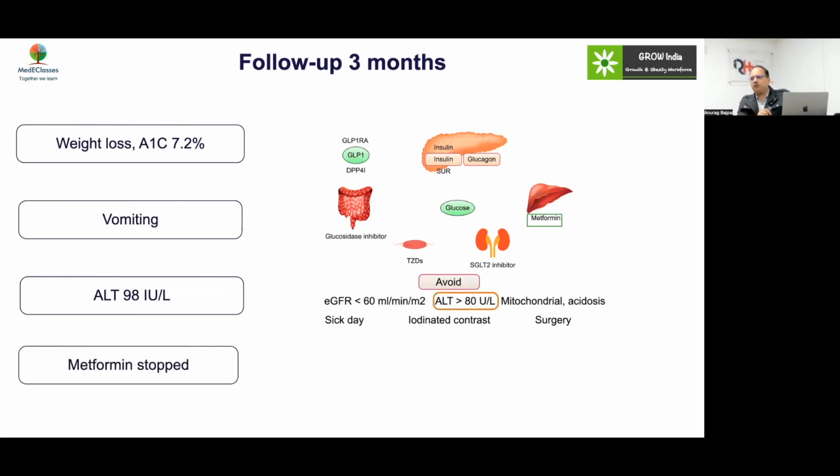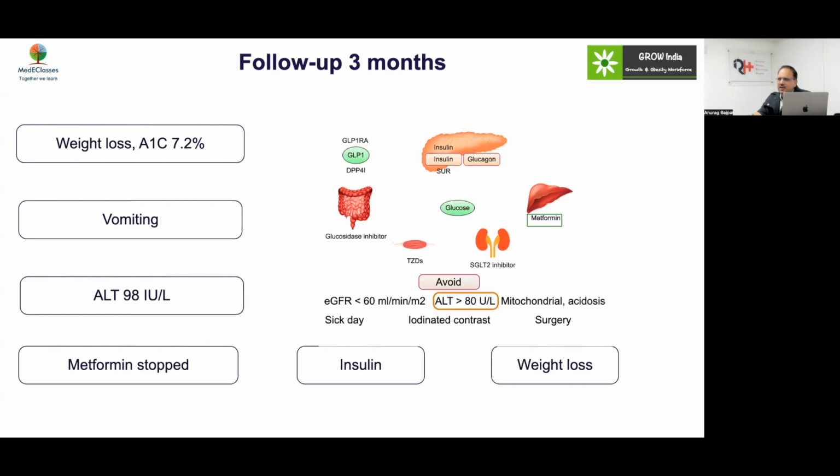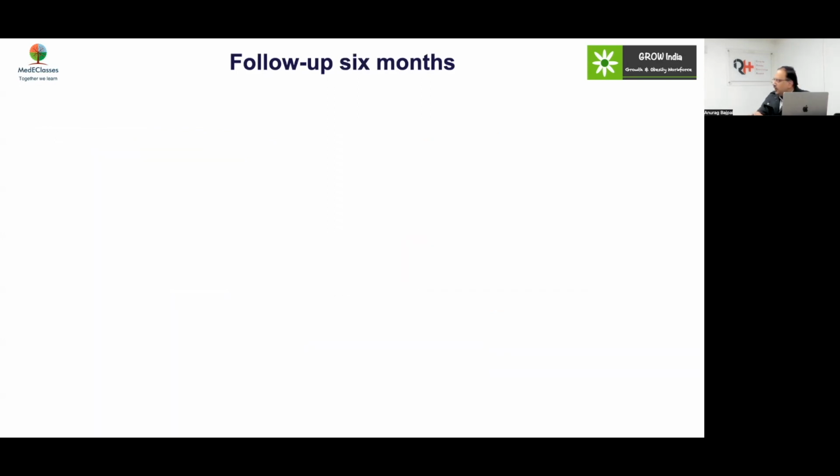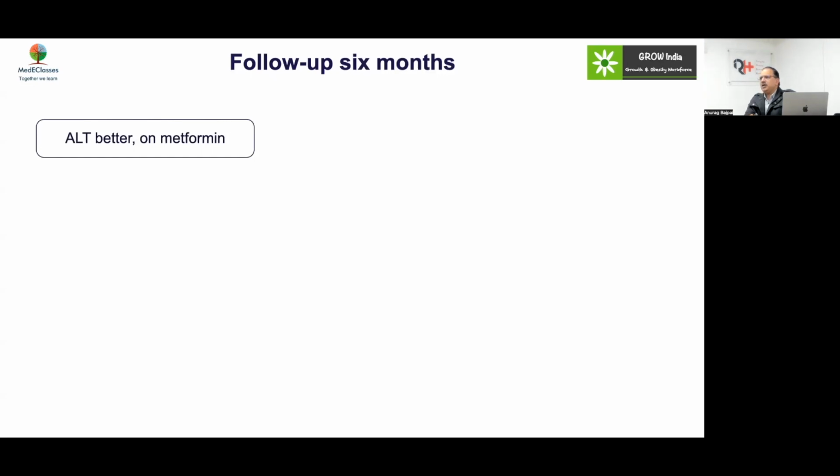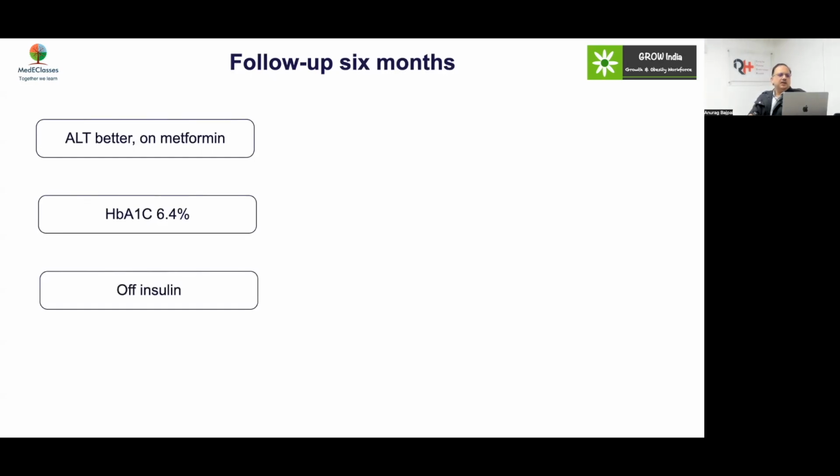So like you have sick day rules for type 1, you should also have some basic concept of sick day for type 2. So a lot of water, control fever, give antiemetics, stop metformin, stop SGLT2 inhibitors, monitor sugars carefully. If sick, admit, give insulin. That will be the concept there. So metformin was stopped and insulin was given for some time, and then there was improvement. At 6 months, ALT is better, now restarted on metformin.